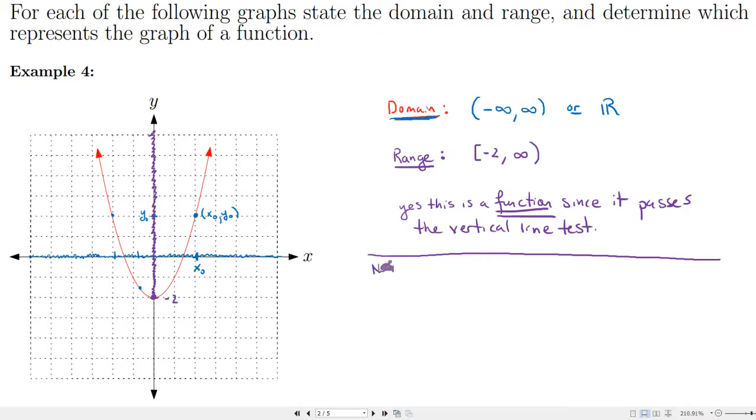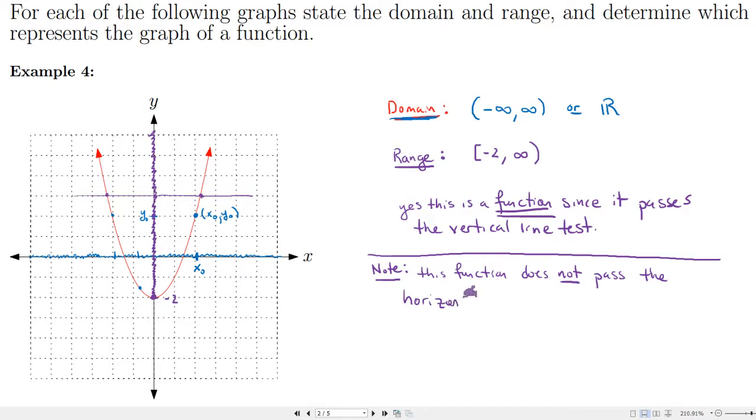So note, this function does not pass the horizontal line test, because if I draw, say, a horizontal line here, it will hit in two locations, right? So if I were to draw this horizontal line, then it would hit here and it would hit here. So that does not pass the horizontal line test. This function does not pass the horizontal line test.